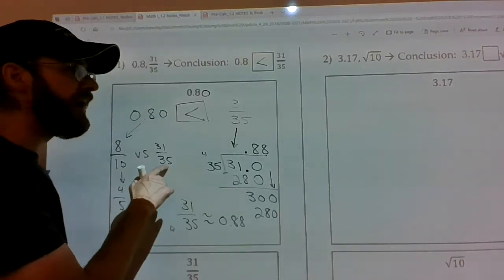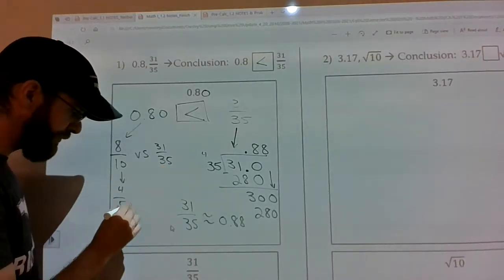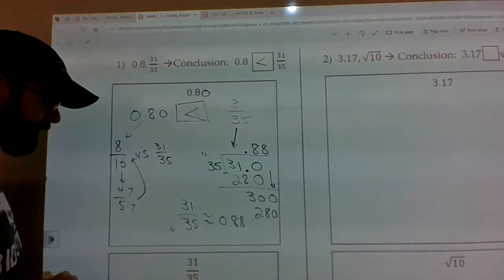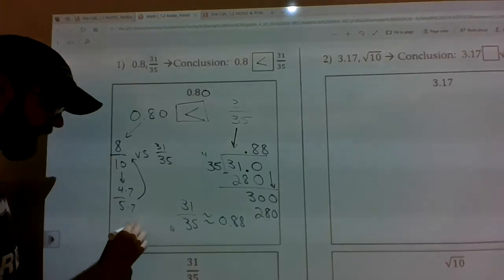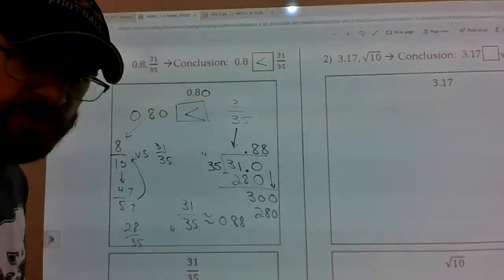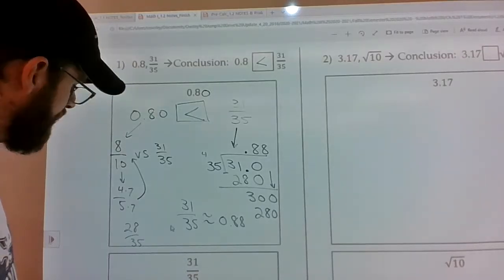So if you wanted a common denominator of 35, you just multiply this by 7. So 8 over 10 is the same as 28 over 35. You would have come up with the same conclusion there. It was just a completely different way of approaching that.